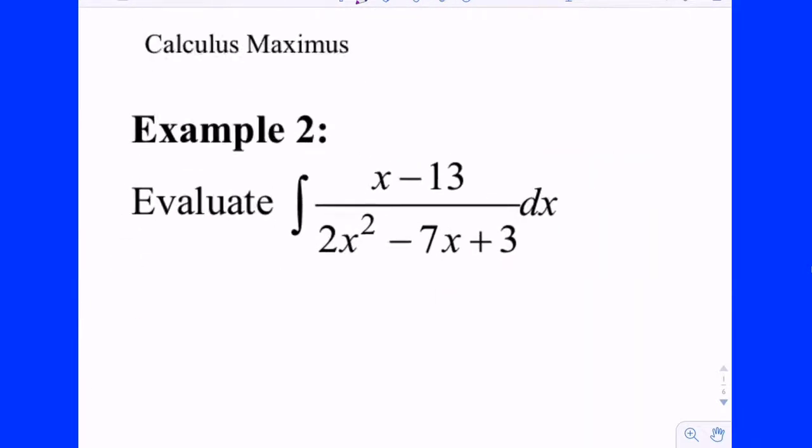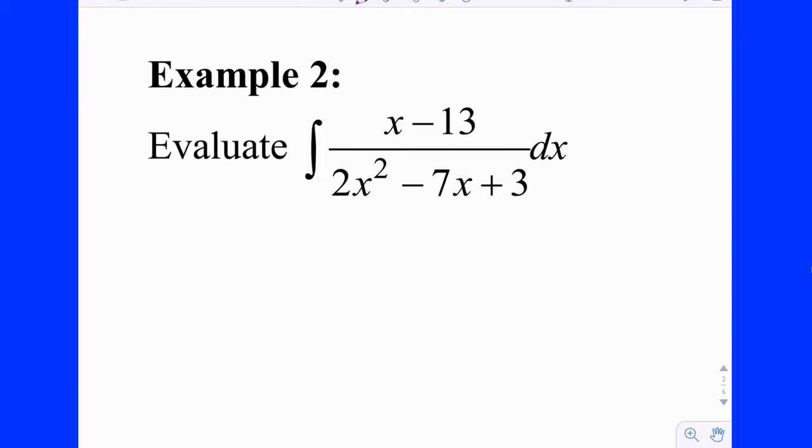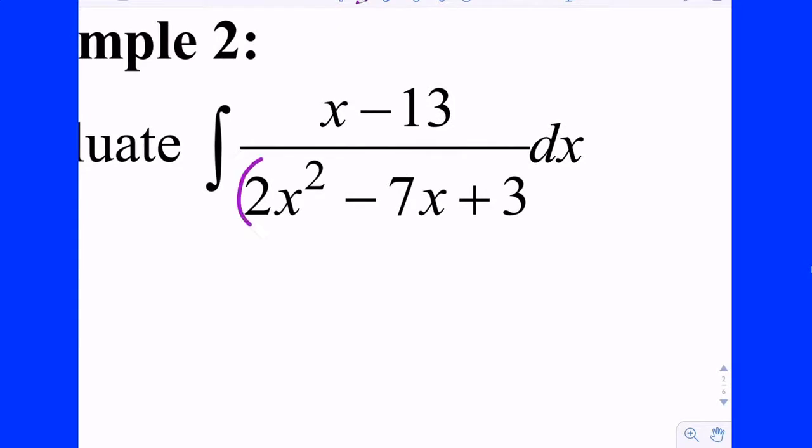All right. Example 2. We want to evaluate the integral of (x minus 13) over (2x squared minus 7x plus 3). All righty. You're walking up to this problem and you're like, what's up, problem? The inside function very well could be the denominator, right? What's the derivative of 2x squared minus 7x plus 3? 4x minus 7. Now, is 4x minus 7 or a multiple of it in the numerator?